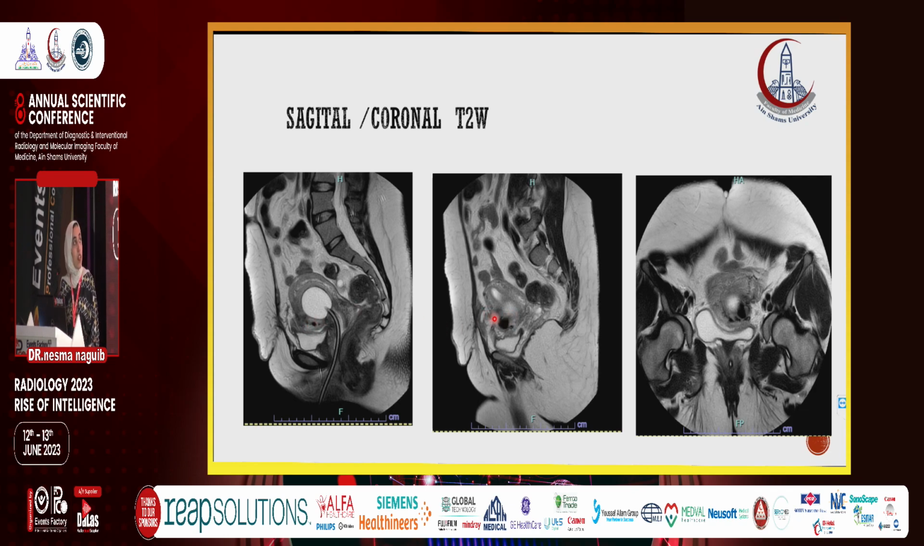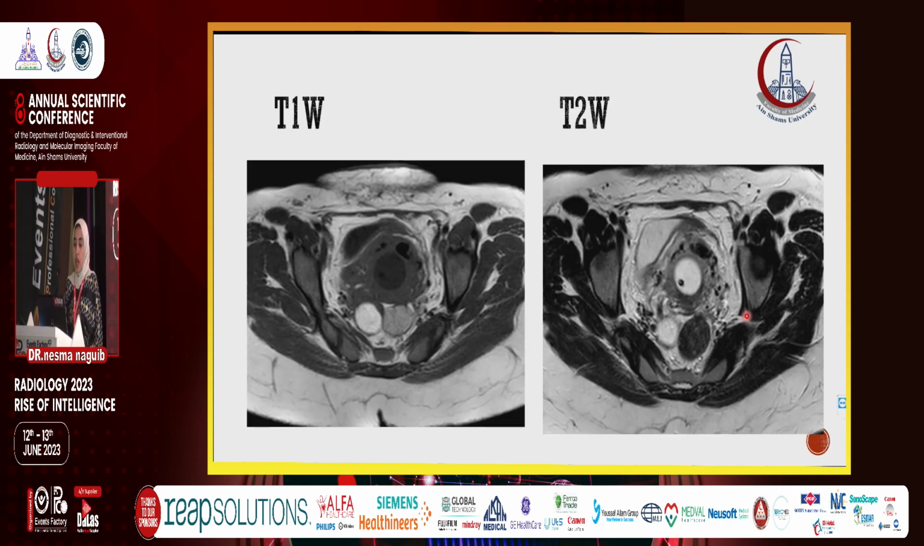Here we can see in those images abnormal tortuous dilated blood vessels related to the site of the cesarean section scar. We can see it in coronal images, and it's a signal void in both T1 and T2 weighted images. Those are abnormal dilated blood vessels.